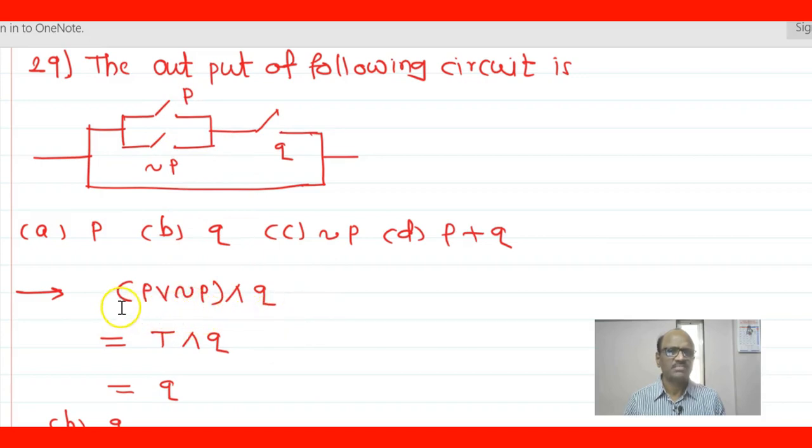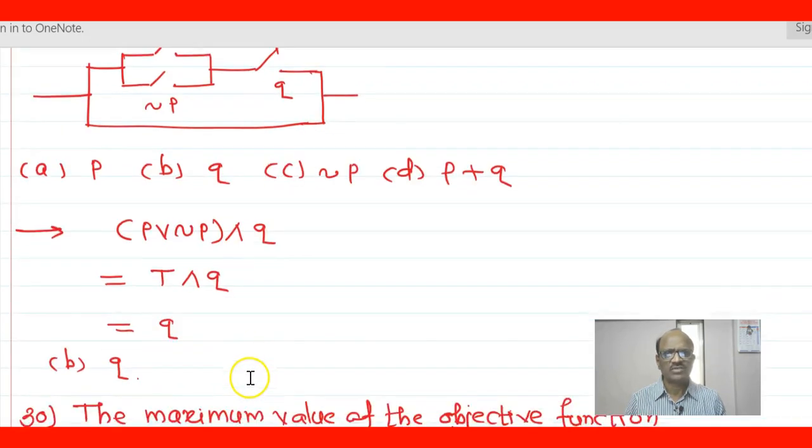Now what is the value of that? P or the negation of P is a T, and Q, so it depends on Q, hence the B option is correct.